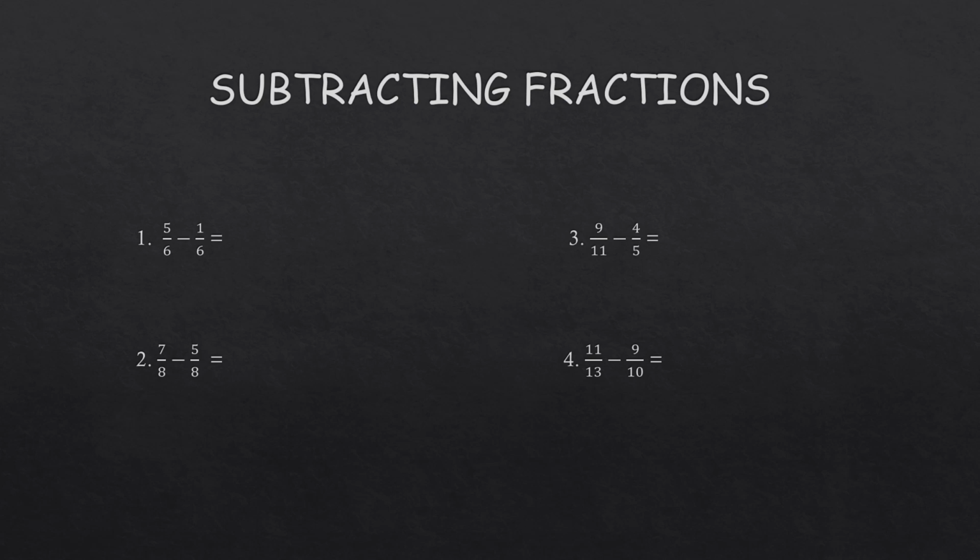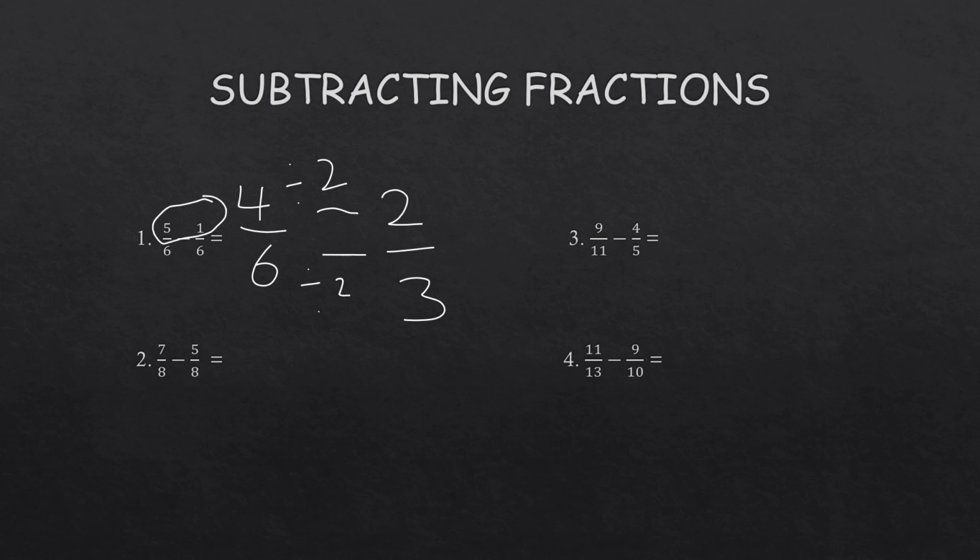Welcome back. Now I'm going to explain these questions similarly to the addition ones. Same thing we do here, but as it's a subtraction, we do 5 minus 1, which gives us 4/6. We can simplify this to 2/3 by dividing the numerator and denominator by 2.